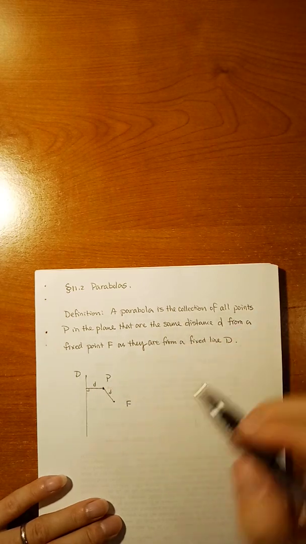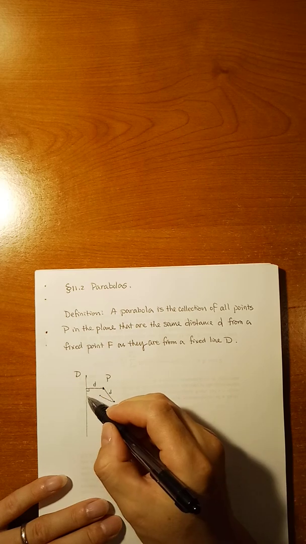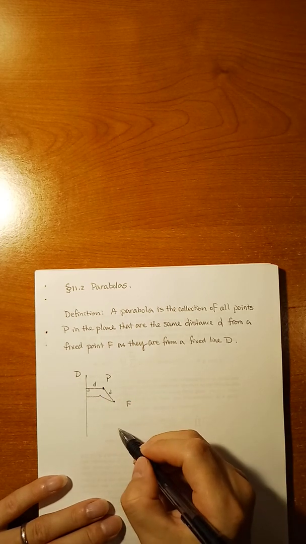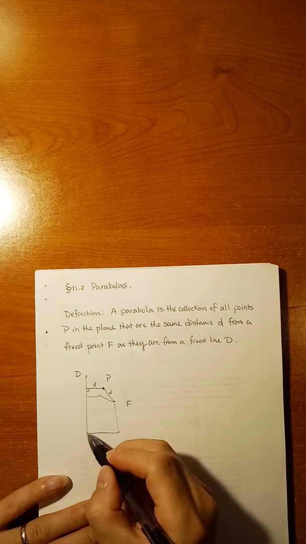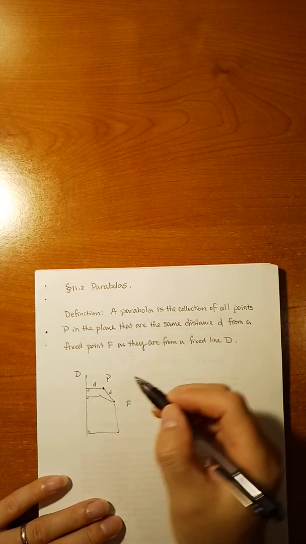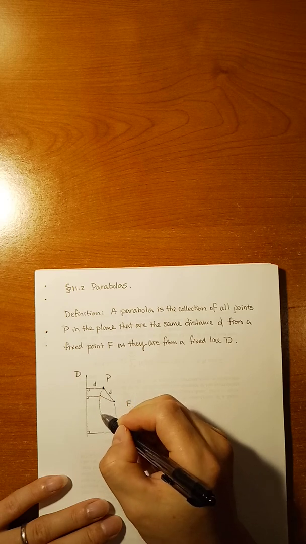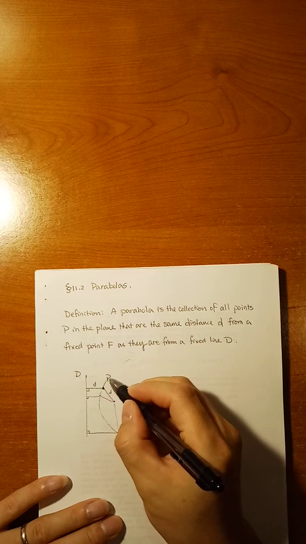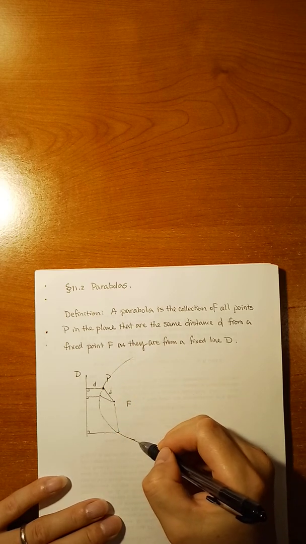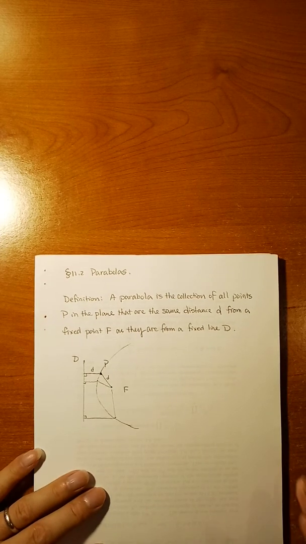So this P has the same distance, one from the given line, one from the given point. Same distance, always the same. So you can estimate this is the same distance, or possibly here. You get all such points. You just get a collection. This collection is called a parabola. Okay, so that's a parabola.